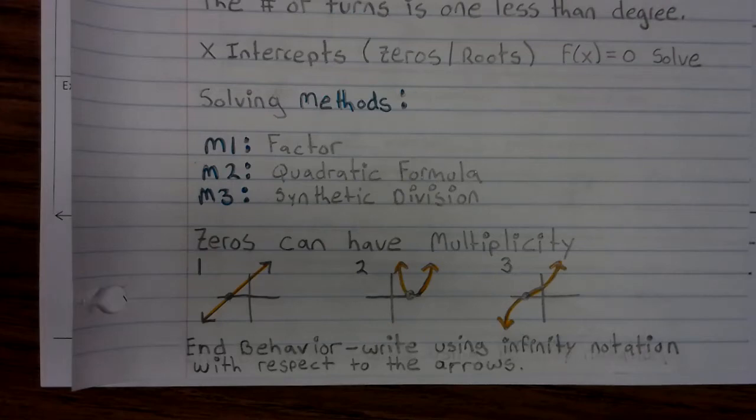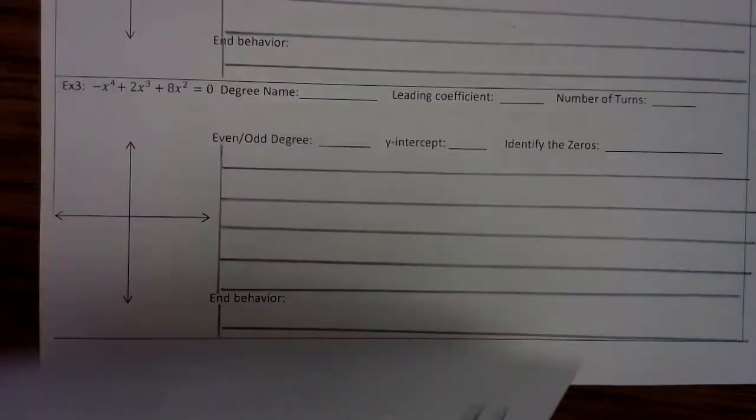And behavior, write using infinity notation with respect to the arrows. And we'll explain that as we do the examples. So if you would, update your notes. All right, now your notes are updated. Let's take a look at the examples.